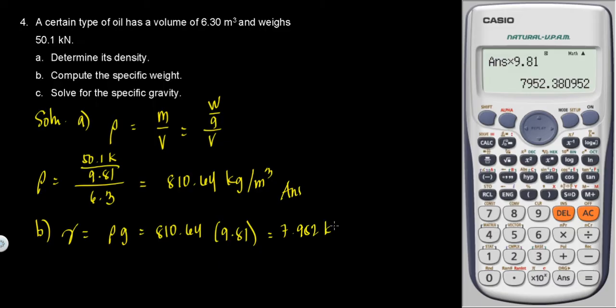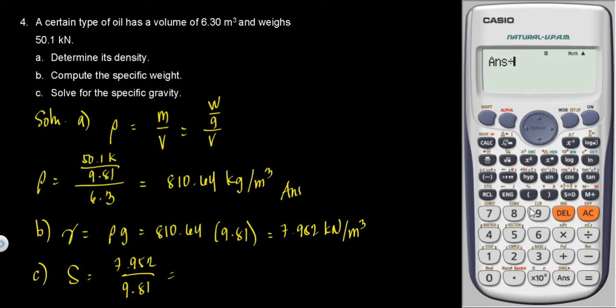7.952 kilonewton per meter cube. Okay, letter C, the specific gravity. The specific gravity is the unit weight of the oil over the unit weight of water. We have 7.952 over 9.81. That's 0.81. So this is the answer.